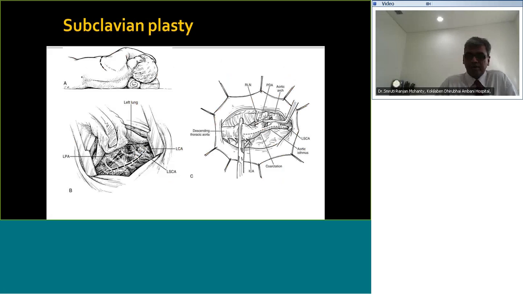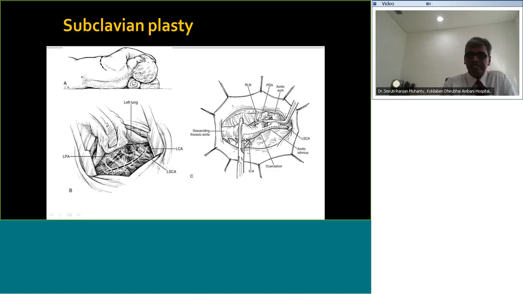Now for isolated coarctation, in case of one opting for doing subclavian plasty, the preferred route is through thoracotomy, and it is through the left fourth intercostal space. Now you can see in this picture, as soon as you enter over there, you see visibly the left common carotid artery, the left subclavian artery, and the descending aorta.